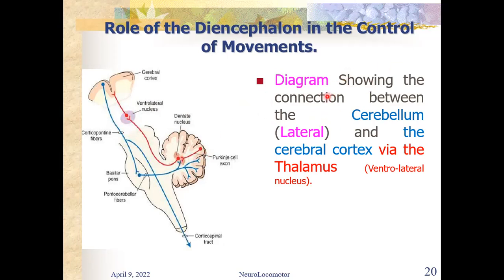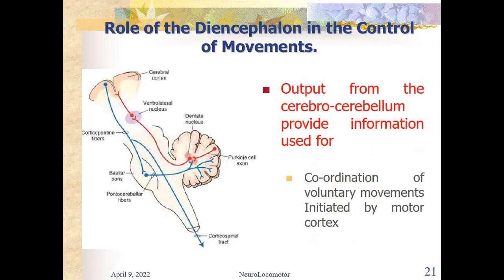The diagram shows the connection between the lateral cerebellum, which is the cerebrocerebellum, and the cerebral cortex via the thalamus. That part of the thalamus is the ventrolateral nucleus of thalamus. So that is the dentatothalamic cortical tract, or you call it the dentorubro-thalamic cortical tract. So we move ahead. What's the function of that tract now?